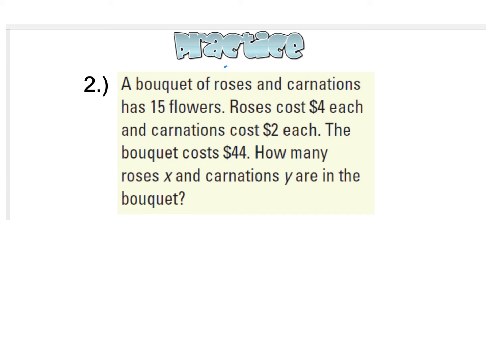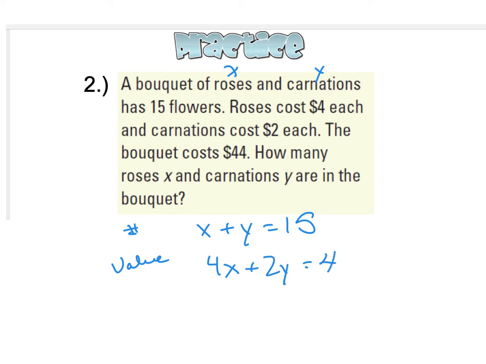Let's see, roses is x, carnations is y, so I'm going to have x plus y equals 15. That's our number. Now let's talk about our value. Roses are $4 each, carnations are $2 each, and they spent a total of $44.